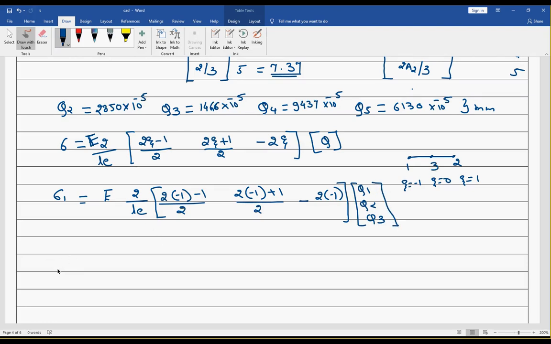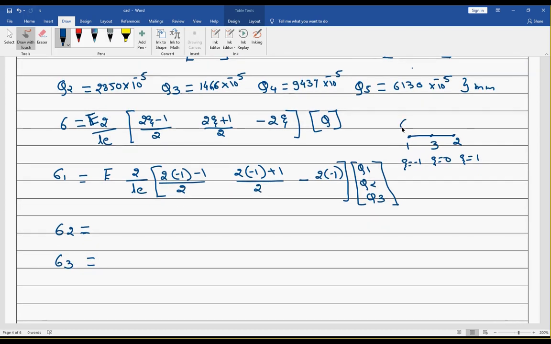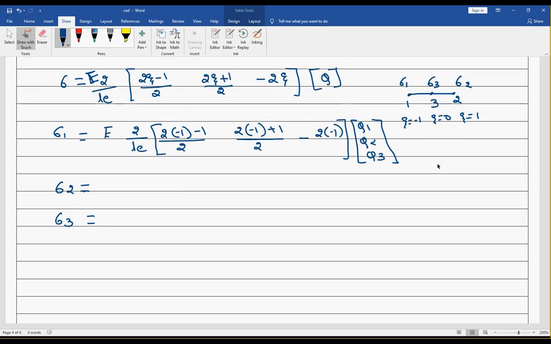Similarly you will calculate sigma 2. Using this formulation, q1, q2, q3 remain the same for element 1. Similarly you will calculate sigma 3 also. Sigma 1, sigma 2, sigma 3 represent the stress at this location, this location, and this one. So this is what justifies the non-linearity, which is what we are expecting.